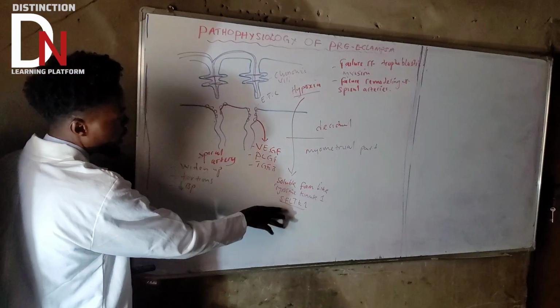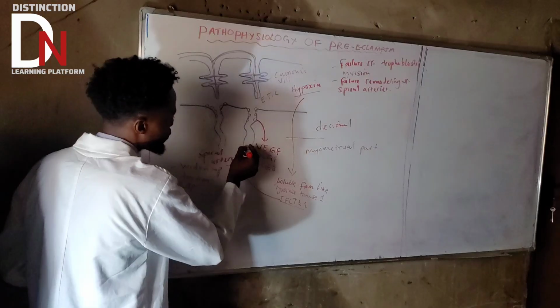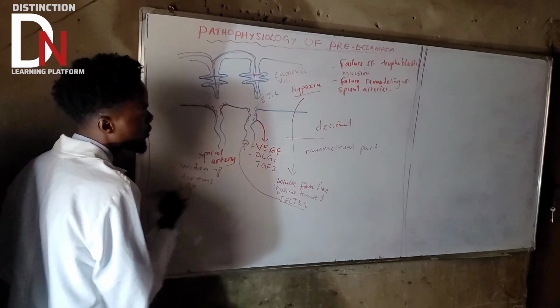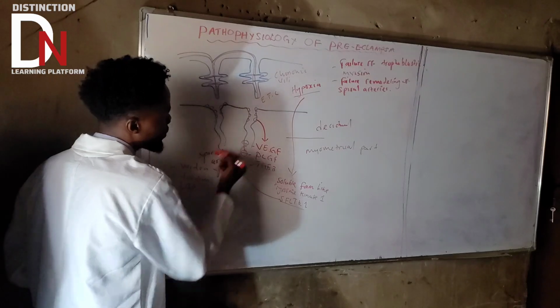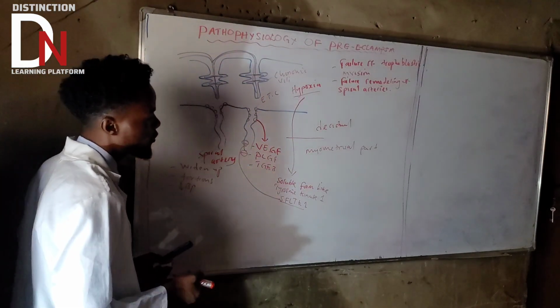Now, what does it do? It is the antagonist to this. So it's going to start antagonizing the VEGF production, or it's going to bind to VEGF, and it will also antagonize the placenta growth factor.